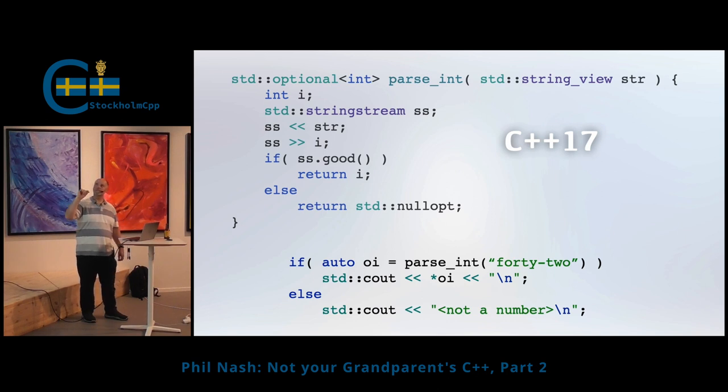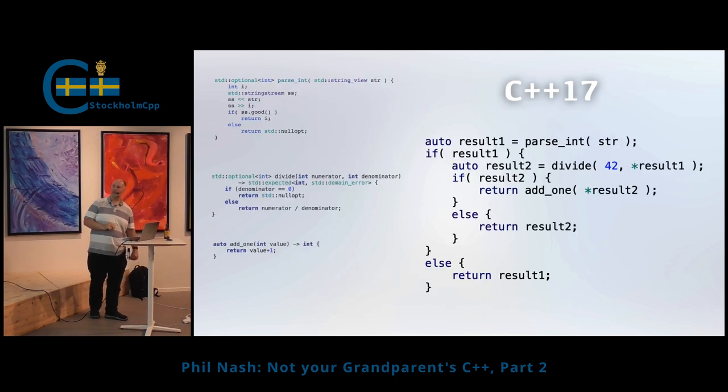So in this case, we've got one function that returns an optional, parse int. Let's throw in a couple more. We've got divide, which will give you a std::expected if you give it a division by zero. And one more function that doesn't have optional at all, just to see what happens there. Now with optional today, as of C++17 or 20, you would write code that uses these functions like this if you want to compose them together.